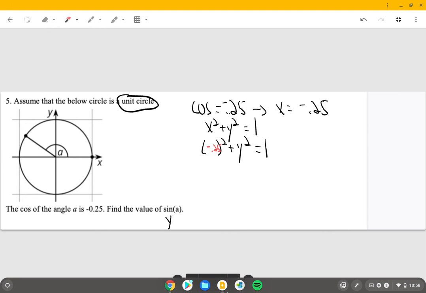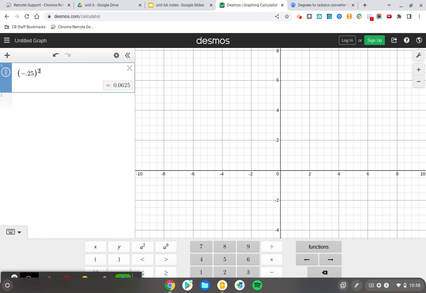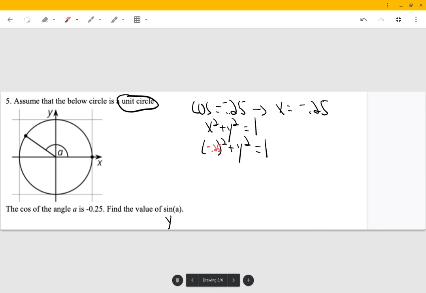So we need to calculate negative 0.25 squared. Negative 0.25 squared is 0.0625. So this is 0.0625 plus y squared equals 1.